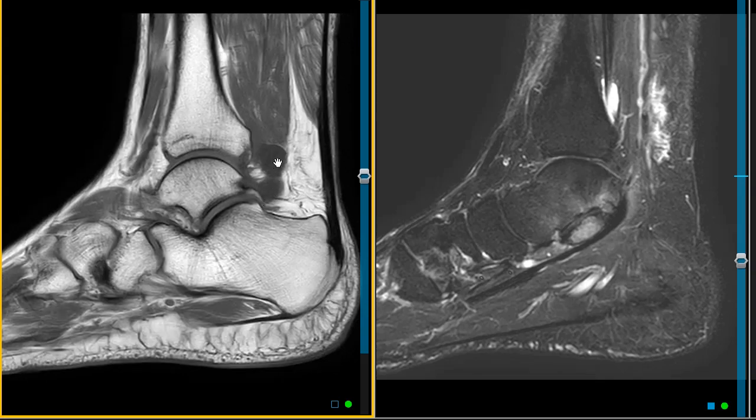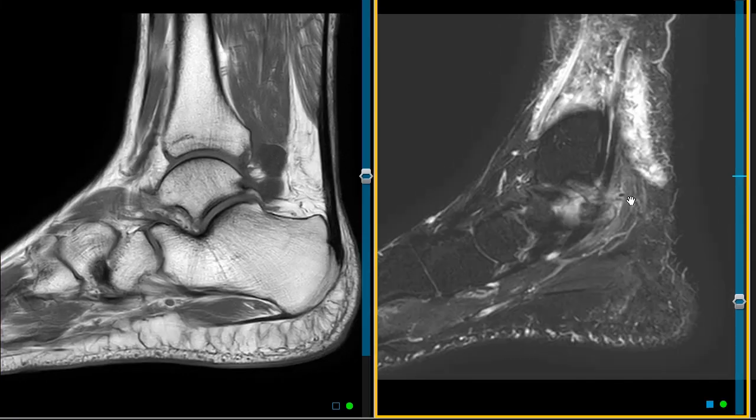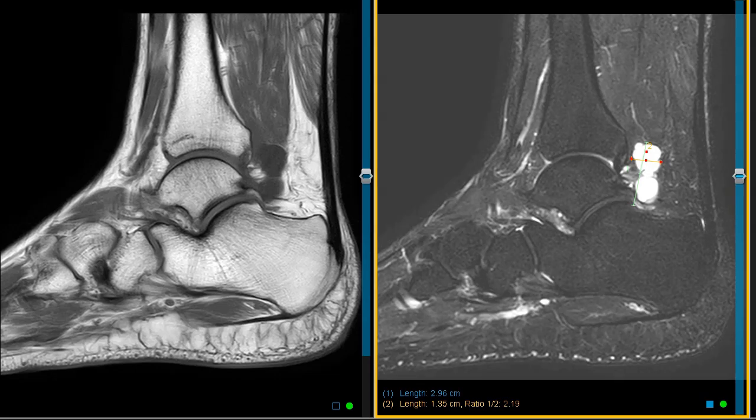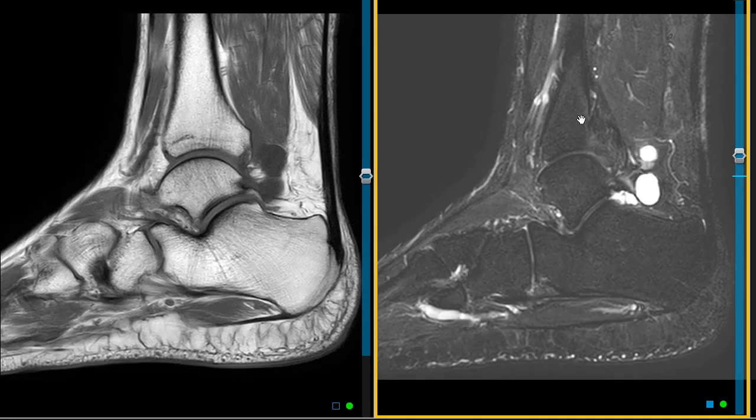Patient also had a little ganglion cyst back here as another incidental finding. And that's it.